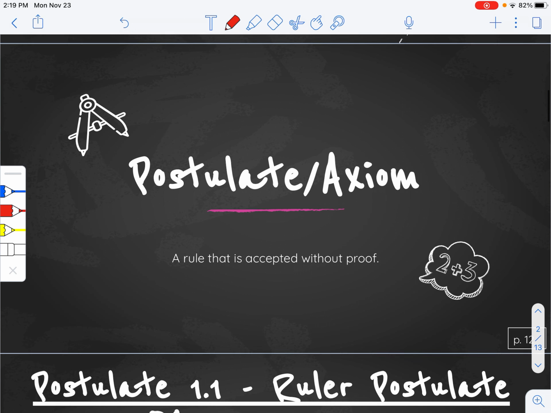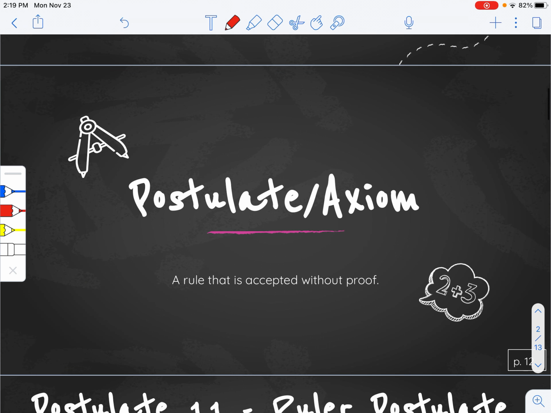Alright, so you heard that word postulate in the success criteria, and you're probably thinking, what is a postulate? I haven't heard of that before. Well, a postulate, or we would also call it an axiom, is a rule that is accepted without proof. A lot of times in geometry, and hopefully this trimester, we'll look at proving theorems. Something that has proof, we call a theorem, but something that we just accept as truth without proof would be a postulate or an axiom.